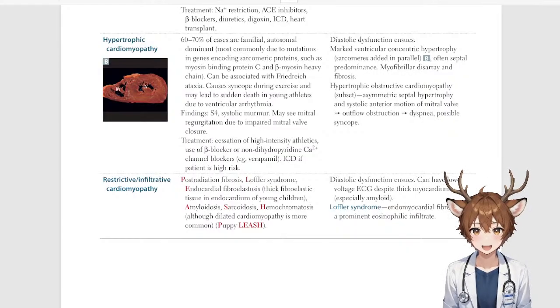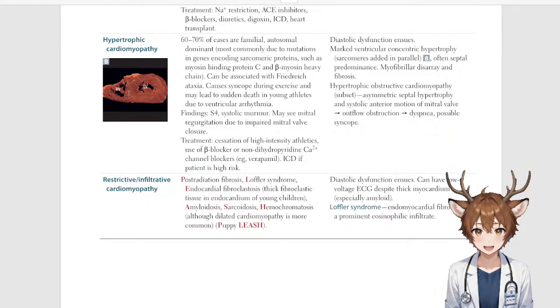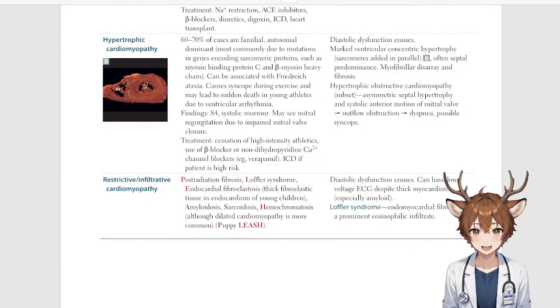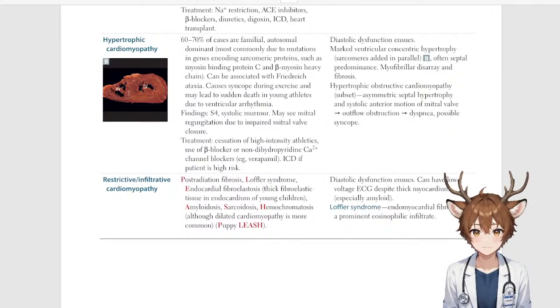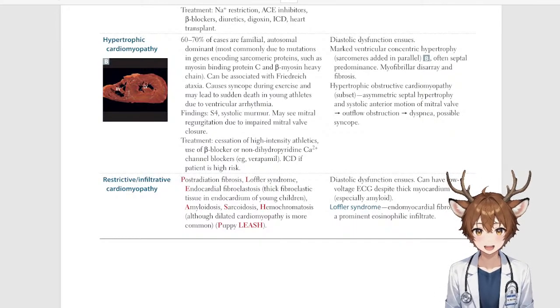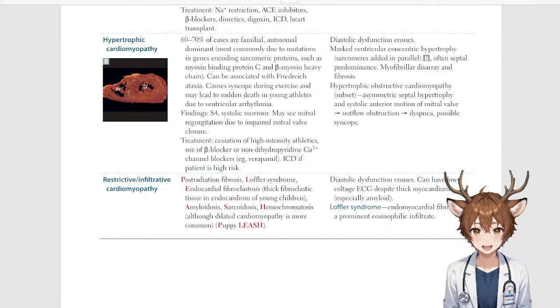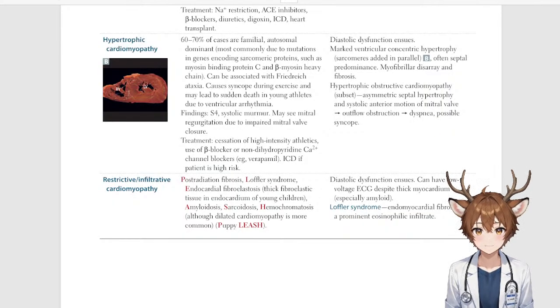What about restrictive/infiltrative cardiomyopathy? Well, post-radiation fibrosis, Loeffler endocarditis, endocardial fibroelastosis, which is thick fibroelastic tissue in the endocardium of young children, amyloidosis, sarcoidosis, hemochromatosis. And they say Pompe, your thing. It doesn't really matter in my opinion, I could care less.